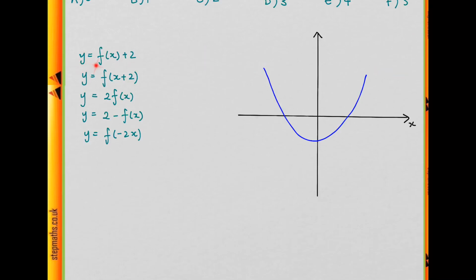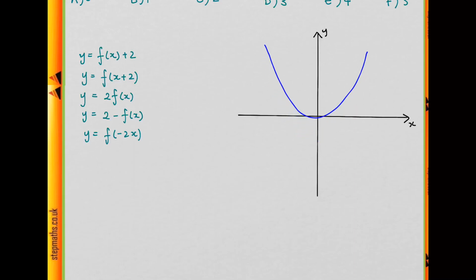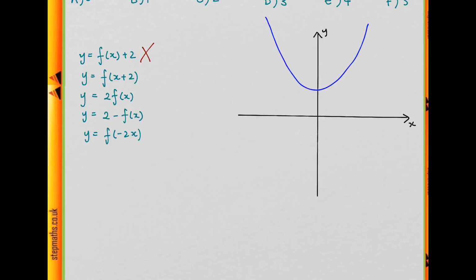Okay, so for this first one, f(x) plus 2, well, that's just this curve but moved up two places. Depending on how the scaling is on the y-axis, we could easily move this up two places so that it was all above the x-axis, and then it wouldn't cross anywhere. So this first one doesn't necessarily have to cross the x-axis.